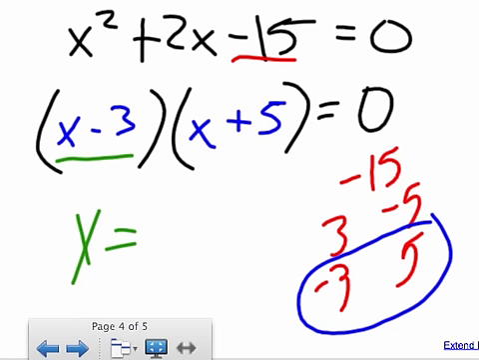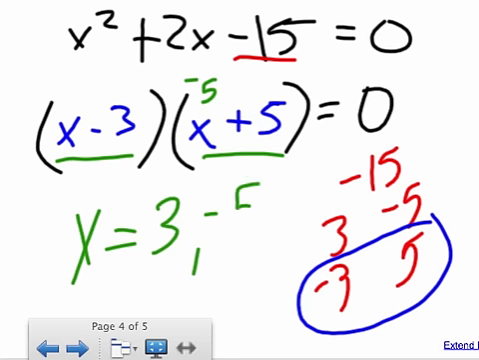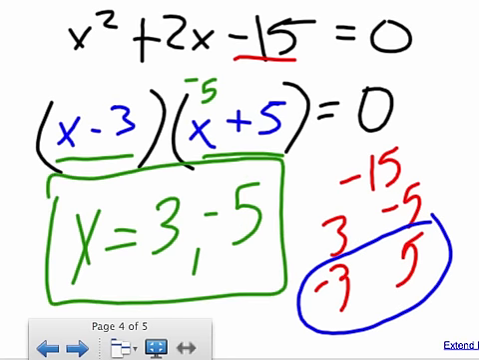So if I look, how can I make this first one 0? By plugging in a 3 for x, right? 3 minus 3 is 0. So I know x equals 3. Right? If I plugged in the 3 for the next spot, 3 plus 5 is 8, but 0 times 8 is 0. So it doesn't really matter what that was. And then I also got to look at the second one. How do I make the second one 0? Well, plug in a negative 5, right? Negative 5 plus 5 is 0. So x equals 3 and negative 5.